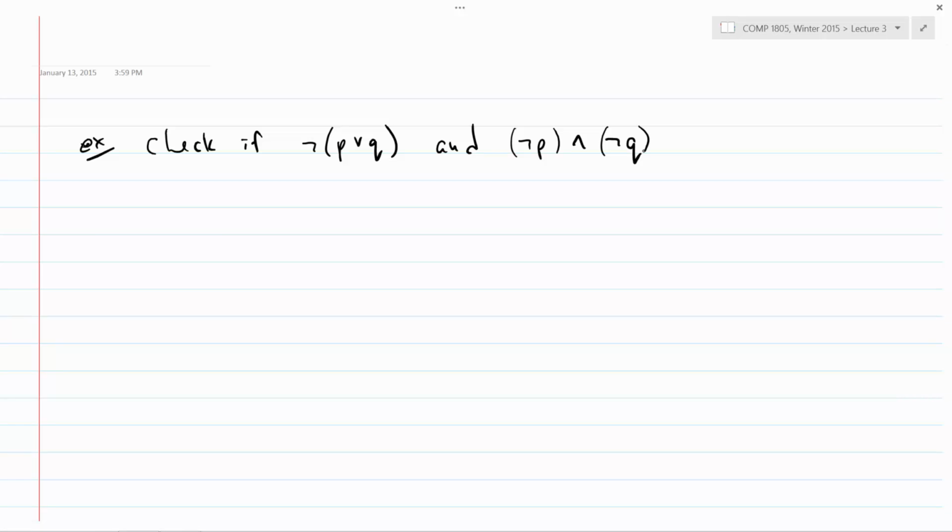This one is to decide if the following two propositions are equivalent. So the negation of P or Q and the negation of P and the negation of Q. And of course that's bracketed like this, right? Because negation is the one exception. It binds very tightly, and other than that, I put in parentheses. So I want to check if these two things are logically equivalent.